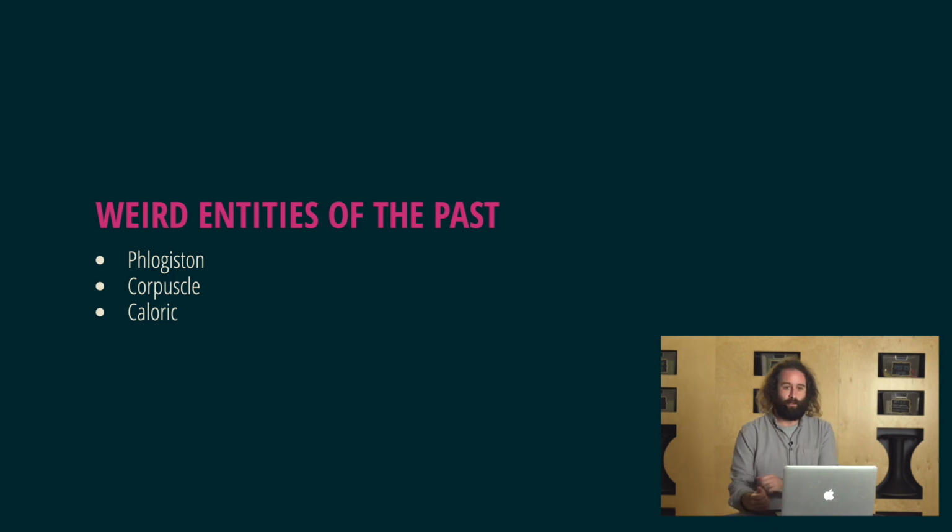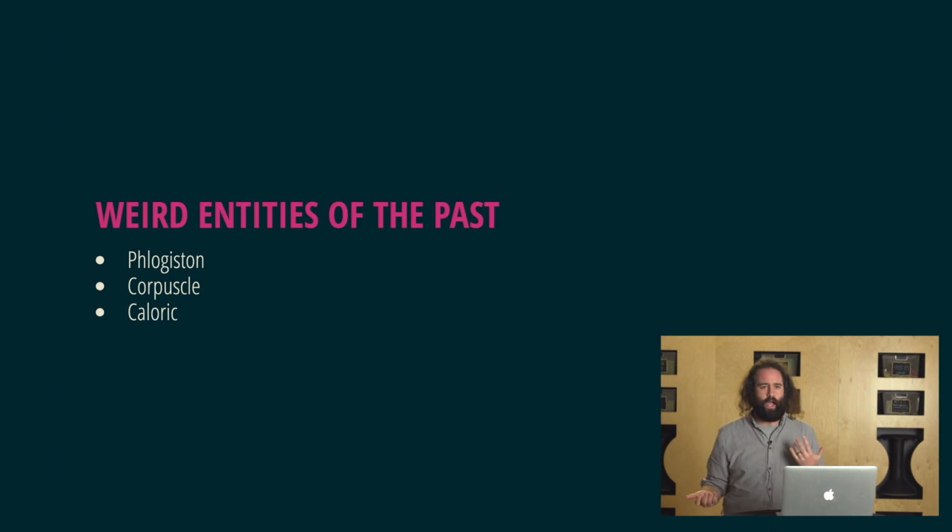What about corpuscles? I'm really not sure, but I know there was a corpuscular theory of light. So somehow light was made of corpuscles. Caloric is actually the liquid that is heat. So caloric is a liquid that flows from hot bodies to cool bodies. And it is heat. And so you might think that, no, we can communicate no problem with these things.